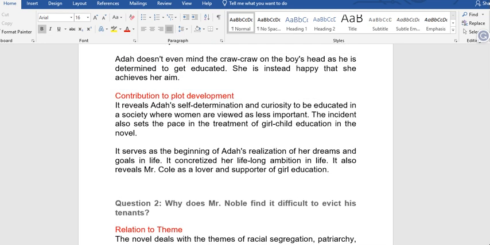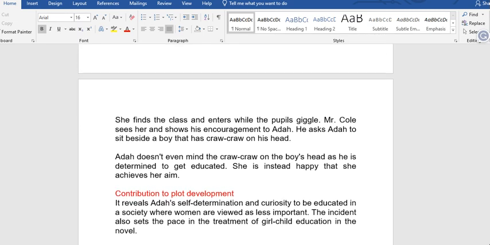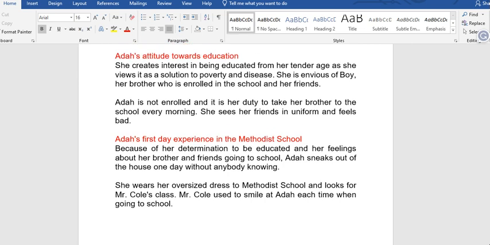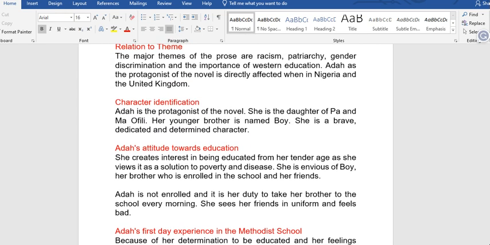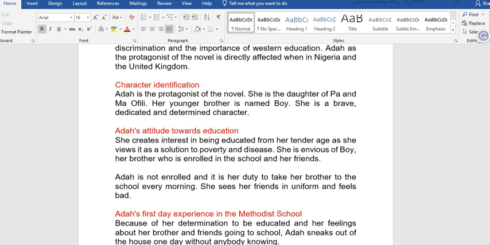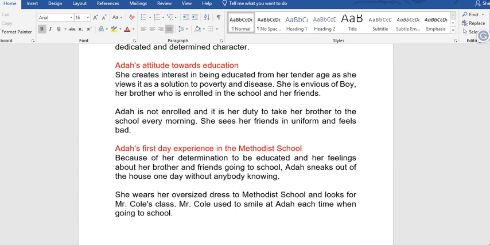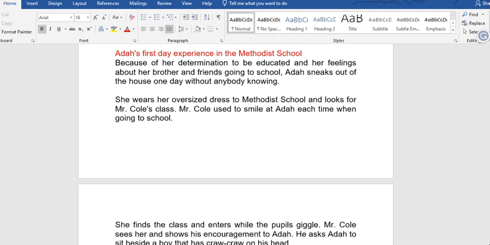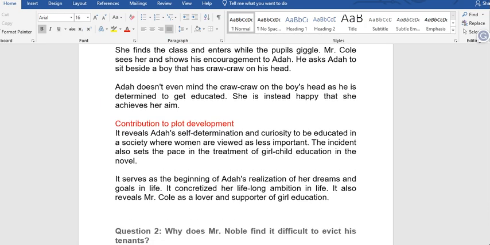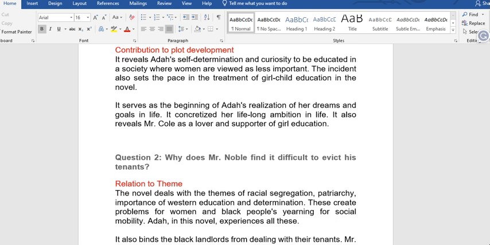We have answered the question as stipulated by WAEC, as expected by WAEC, because the question is already divided into 5 sections, and we've covered all these 5 sections. The first one is the relation to theme. The second one is character identification, the third one is Ada's first day experience in Methodist school, followed by a contribution to the plot. So that is how you are going to divide the questions.